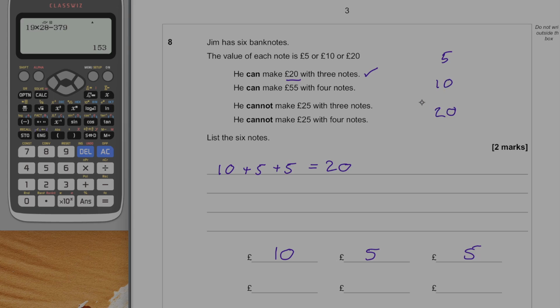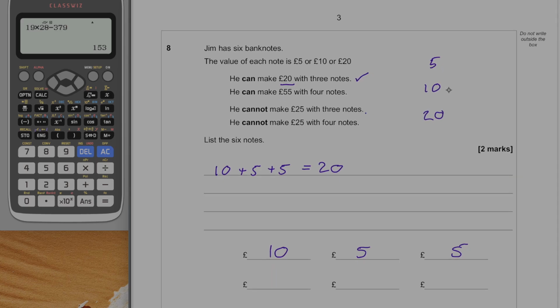Right, the next one I'm going to look at is this one, I think. So he cannot make £25 with 3 notes. So we could make 25 if we added another 10 here. So that means that he can't have another 10. So he can only have one £10 note.